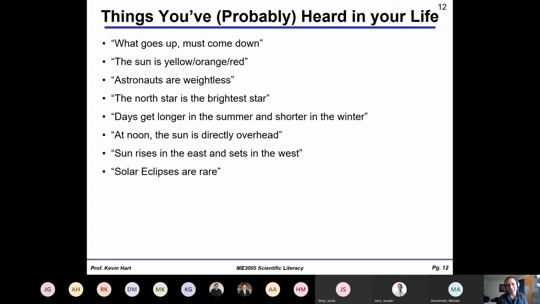Okay? Other things you've probably heard in your life, and I'm kind of pivoting to a new topic, and I particularly like this. This is stolen from Neil deGrasse Tyson, the famous astrophysicist. So if you like Neil deGrasse Tyson, maybe you've heard these before, but I particularly like this. What goes up must come down. The sun is yellow, orange, red. Astronauts are weightless. The North Star is the brightest star. Days get longer in the summer, shorter in the winter. At noon, the sun's overhead. Sun rises in the east, sets in the west. Solar eclipses are rare. Okay.